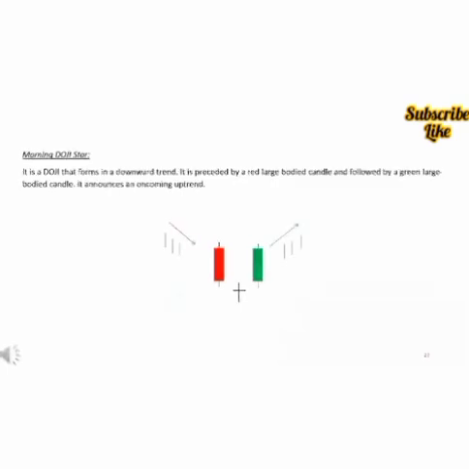Morning Doji star. It is a Doji that forms in a downward trend. It is preceded by a red large-bodied candle, and followed by a green large-bodied candle. It announces an oncoming uptrend.